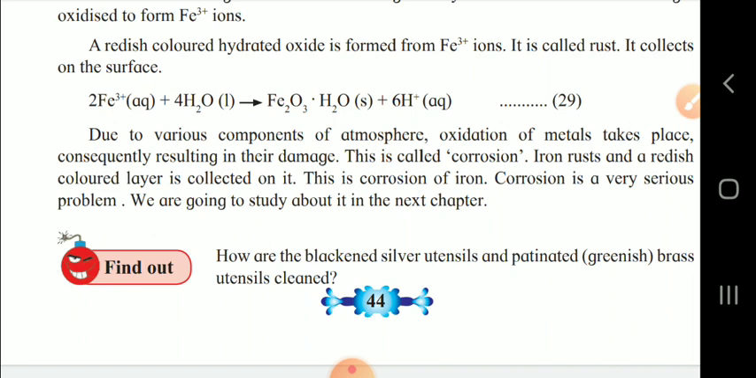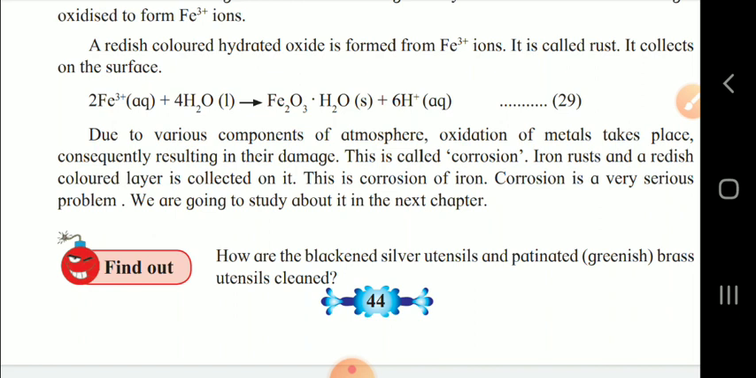When iron rusts, a reddish-colored layer is formed and gets collected on the iron substance, whatever it is, a vehicle or any substance. This is due to corrosion only. Corrosion is a very serious problem. So let us see now here.